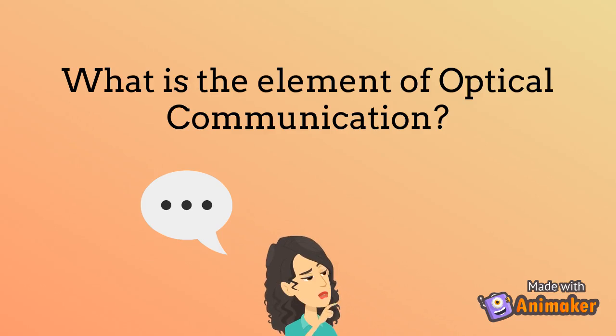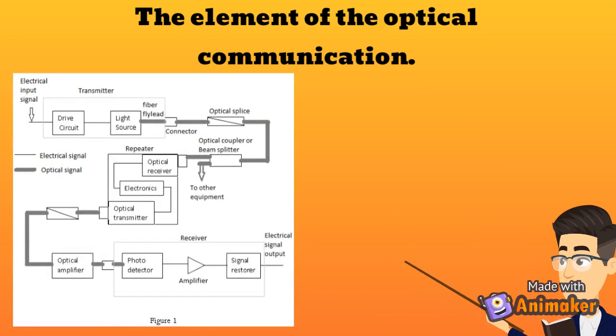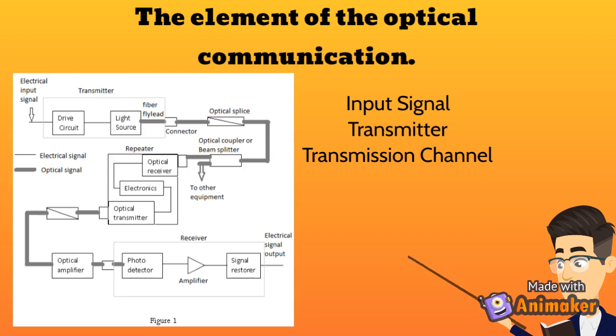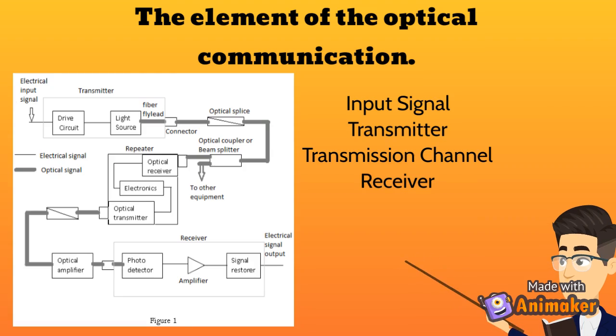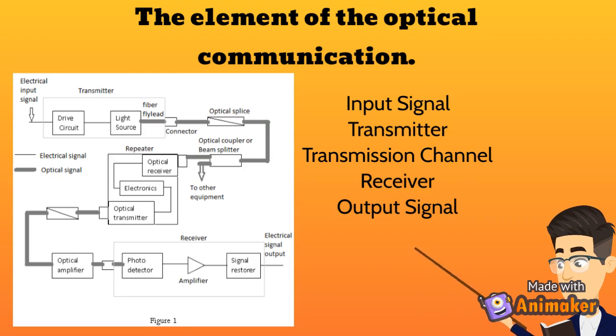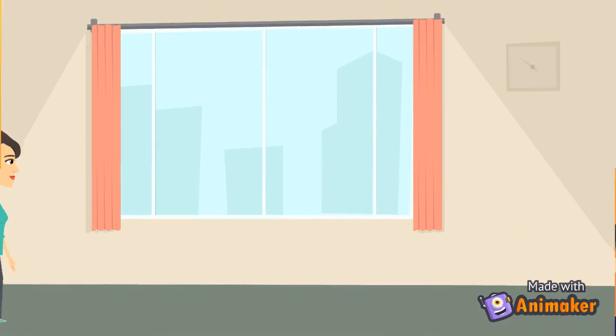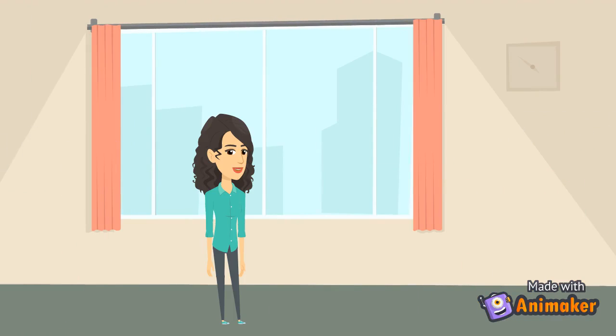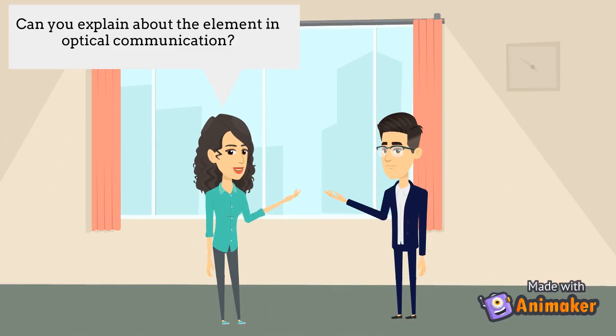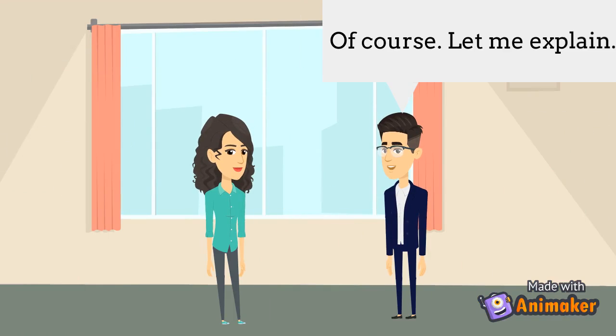What are the elements of optical communication? The elements of optical communication are: 1. Input signal. 2. Transmitter. 3. Transmission channel. 4. Receiver. 5. Output signal. Can you explain the elements in optical communication? Of course. Let me explain.